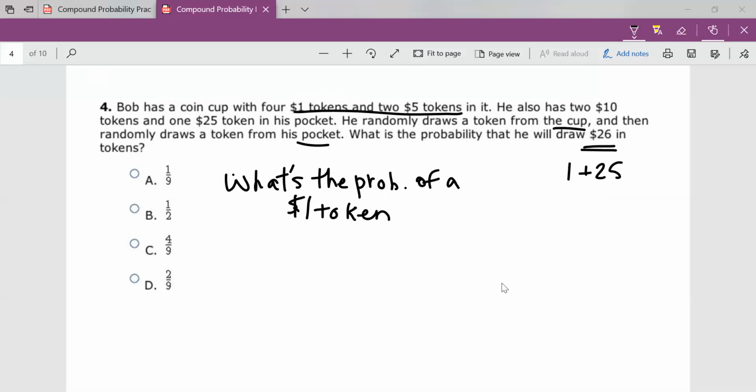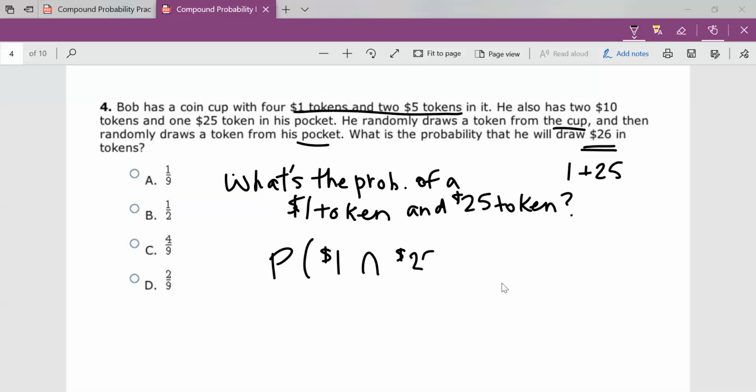Sorry about my handwriting on here. And $25 token. Because there's 2 events happening. He's drawing from his cup and from his pocket. Okay, so we're looking for the probability of a $1 token, and there's my and sign, a $25 from the 2 separate events. Okay, so the probability of getting a $1 times the probability of $25 token.